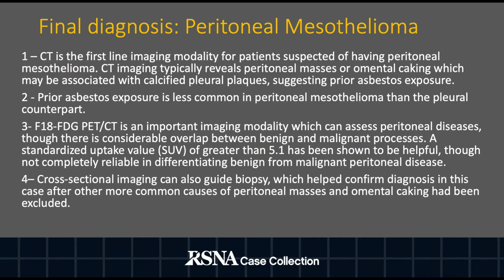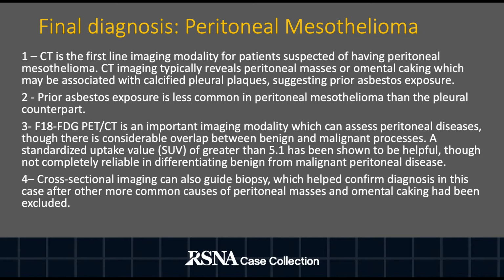CT is the first-line imaging modality for patients suspected of having peritoneal mesothelioma. CT imaging typically reveals peritoneal masses or omental caking, which may be associated with calcified pleural plaques, suggesting prior asbestos exposure. Prior asbestos exposure is less common in peritoneal mesothelioma than the pleural counterpart.